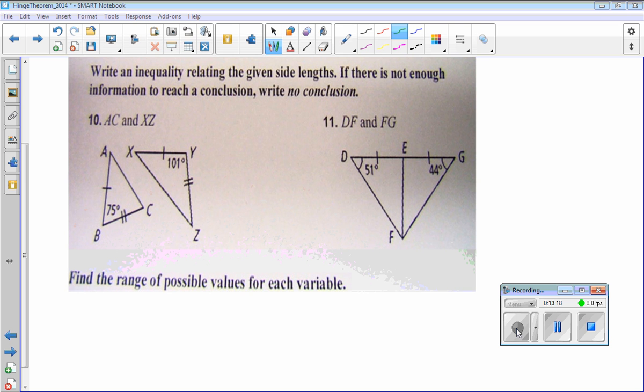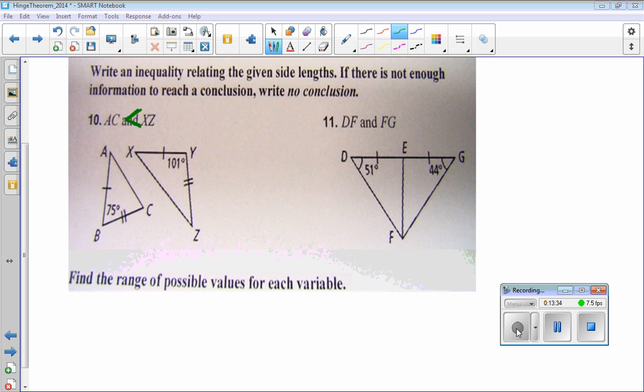So what do you think about AC and XZ? What are we going to write? Is AC bigger than XZ or is AC smaller than XZ? It's smaller, because 75 is smaller than 101. So we're going to say that XZ is bigger. Would you agree with that?